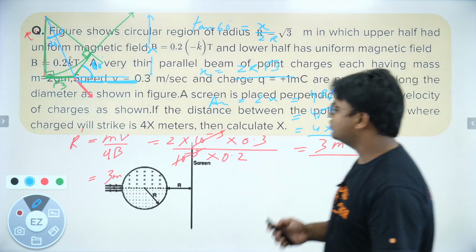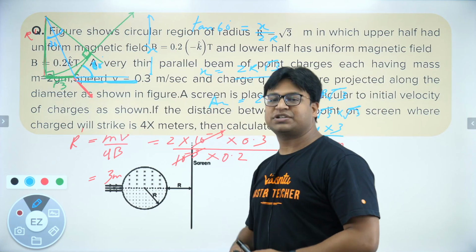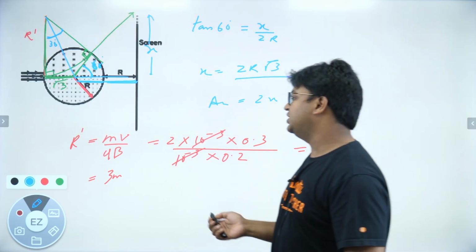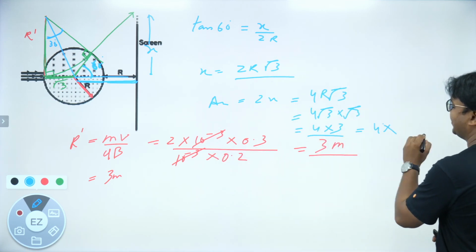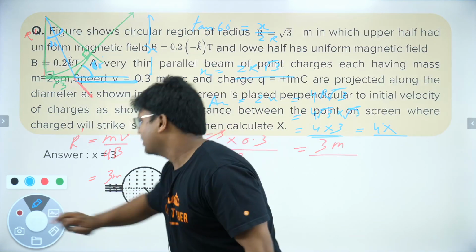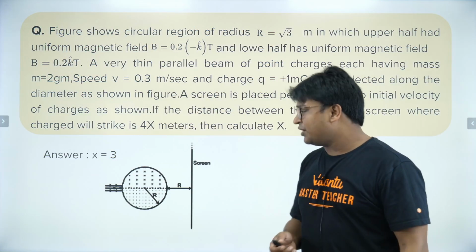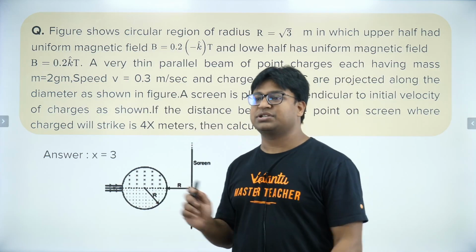If I go back to check, the question says that the distance is 4x. So in place of x, we are getting a 3. We are getting 4 into 3, so comparing it with 4 into x, x is 3. So x comes out to be 3. I hope you enjoyed this question. It was a good question.